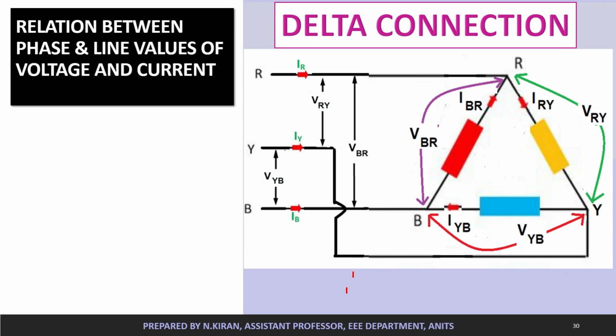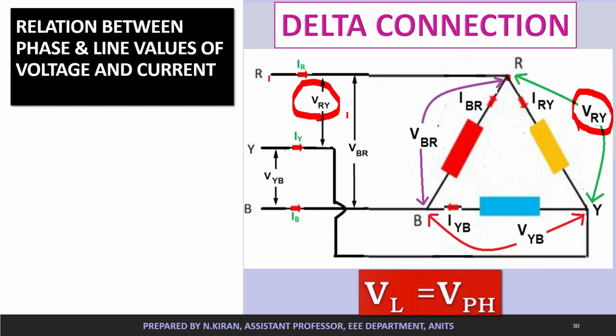So here you can see VRY is the line voltage, but here VRY also represents the phase voltage. This line voltage is between R and Y, and here also VRY is the voltage between R and Y. So in this analysis, as you can see, both line voltage as well as phase voltage are equal. So in delta connection, I can conclude that line voltage is equal to phase voltage. Now my objective is to derive the relation between line current and phase current.